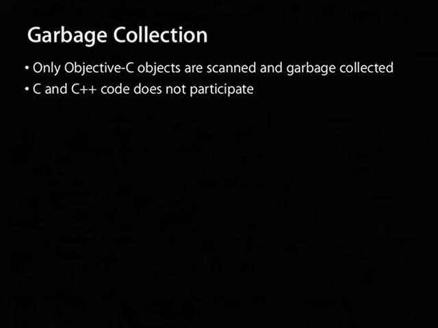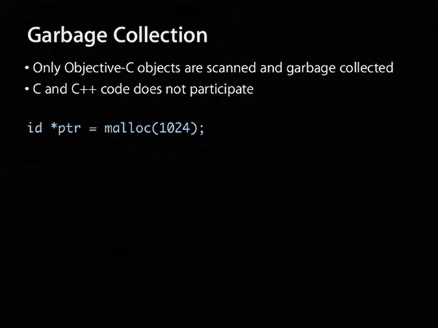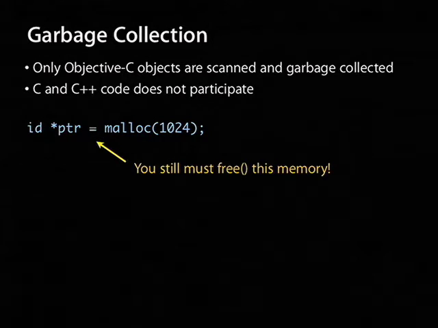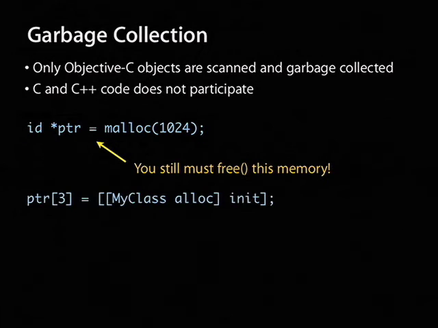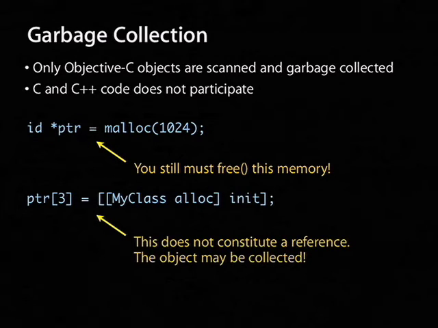So you might expect, Objective-C supports garbage collection, I don't have to worry about any memory management. But C and C++ code still uses the traditional memory management. So if you call malloc and you want to get a bunch of memory back, this memory you will still have to free. It was not freed automatically for you by the garbage collector. And likewise, if you store an object into this memory, well, that memory is not scanned, so it's not going to count as a reference to your object. Your object may still be collected.